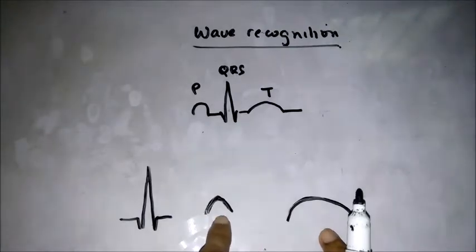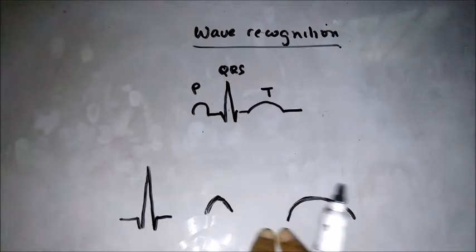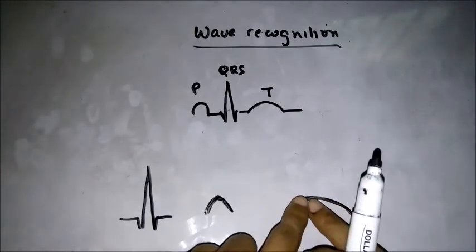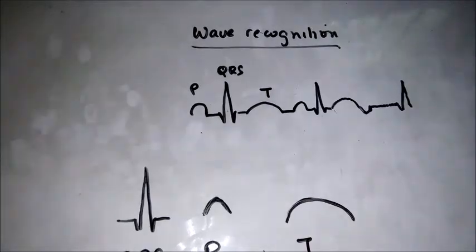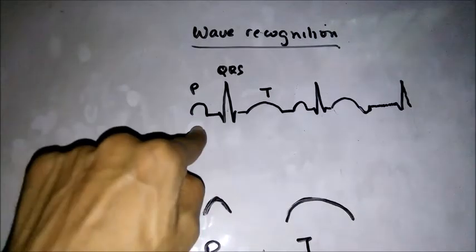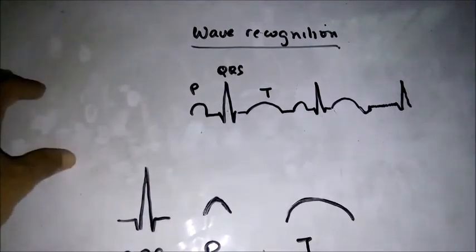So the one which is more pointed is most likely the P wave, and the one which is more smooth and covers a larger area is the T wave. The reason why it's important to know the P, QRS and the T is because we want to differentiate between normal and abnormal, right?